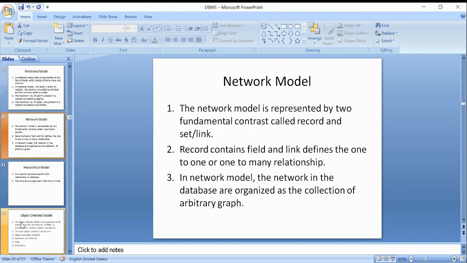Now coming to the third one, that is network model. The network model is represented by two fundamental constructs called record and set or link. Record contains field and link defines the one-to-one or one-to-many relationship. In network model, the network in the database are organized as the collection of arbitrary graph.